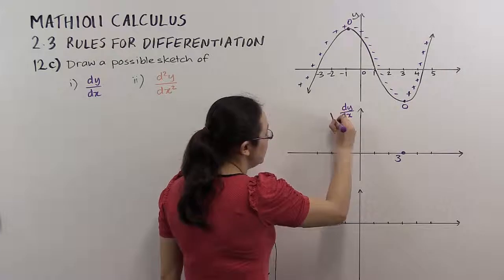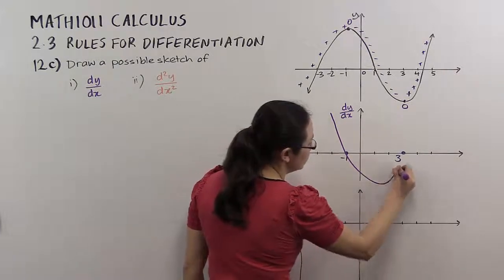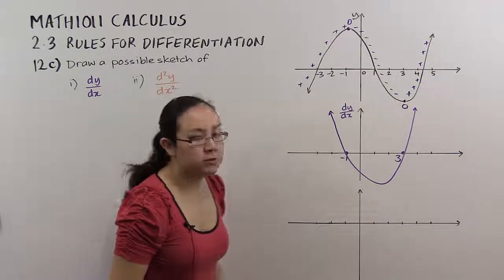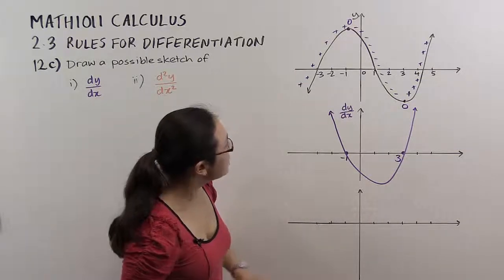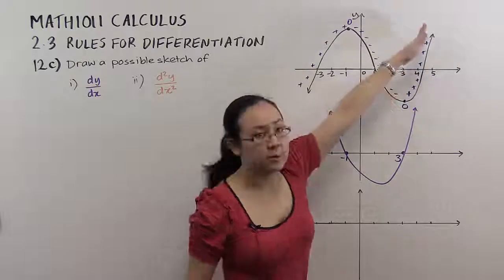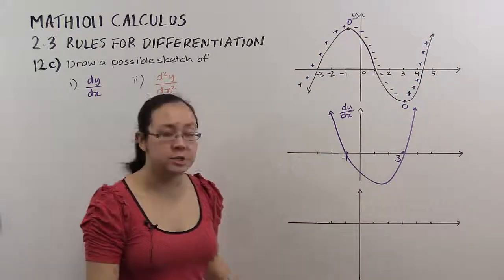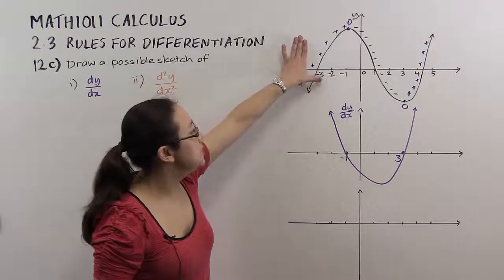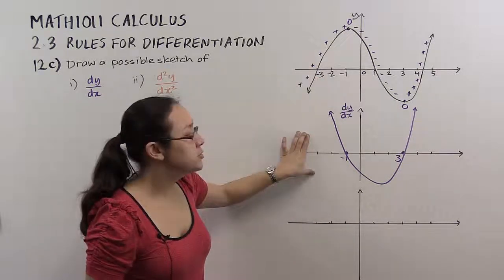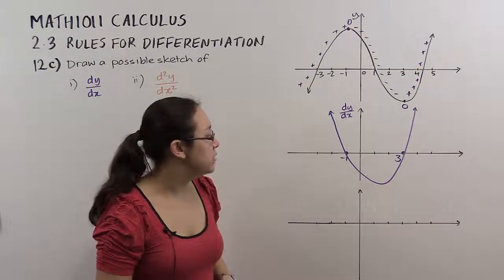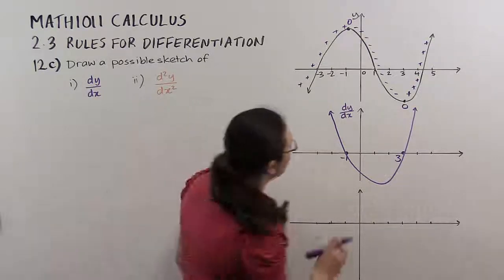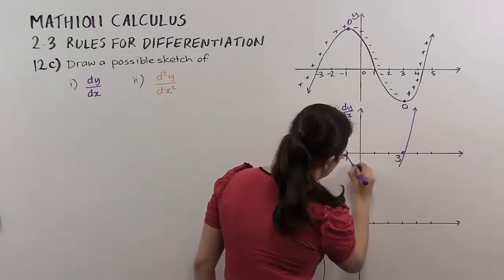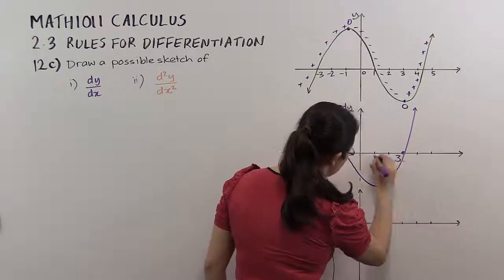So my dy/dx function looks like this. It looks like a quadratic for a very good reason, because the original pretty much looks like a cubic. And we know cubics differentiate to quadratics. x cubed differentiates to 3x squared. So if we did have an equation here for the cubic, then when we differentiated it, its equation would have been a quadratic. I might even make this quadratic a bit more symmetrical and have it with its lowest point at 1 there.